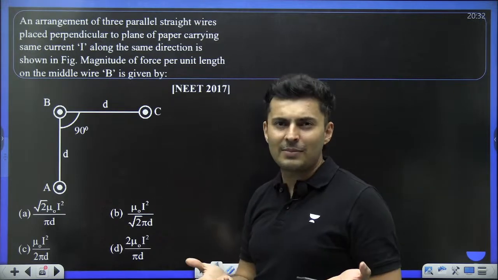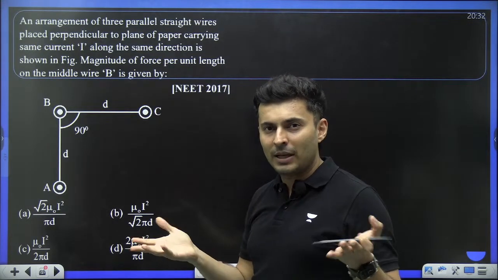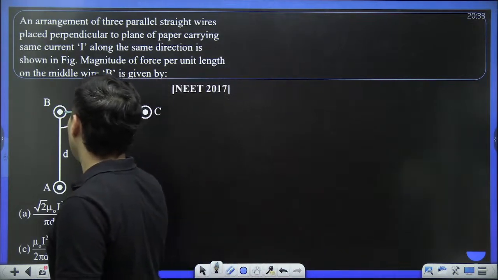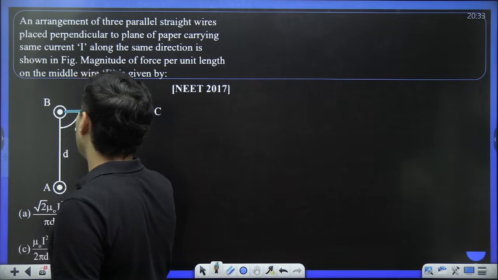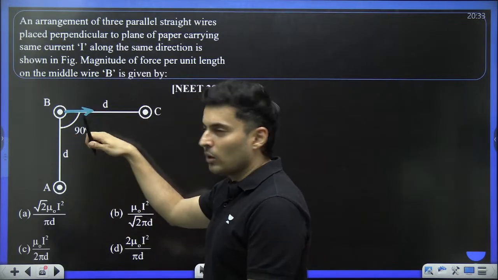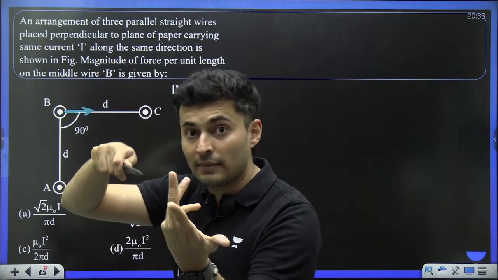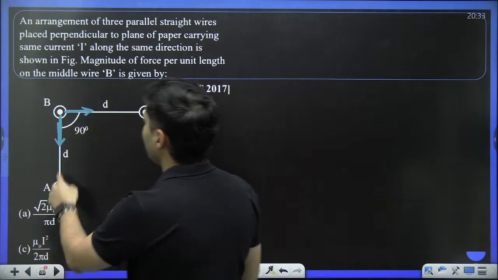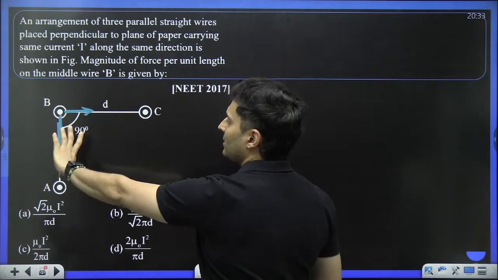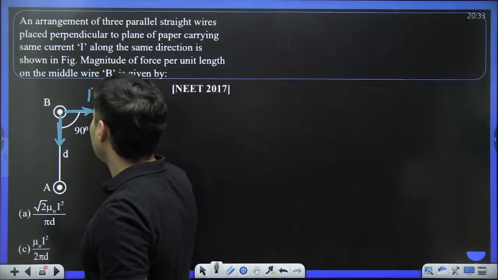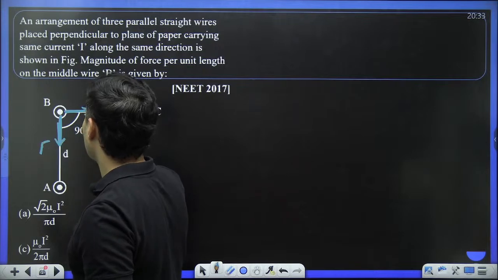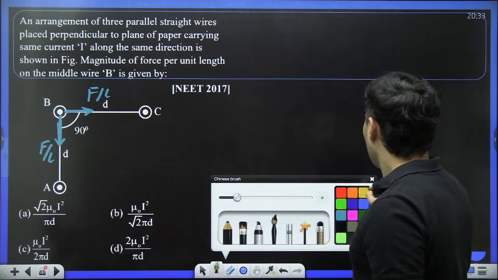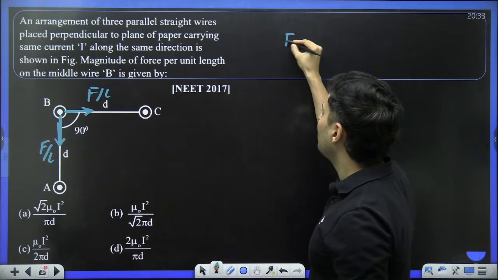Because the currents are in the same direction, same means repel or attract? Obviously attract. So B and C wire will attract each other. A and B are also carrying currents in the same direction, so they will also attract. So there will be an attraction like this. This current, this current, this current, this distance is same. So if this is F, obviously this is F. If this is force per unit length, this is also same force per unit length. So how much will that force per unit length be, by the way?